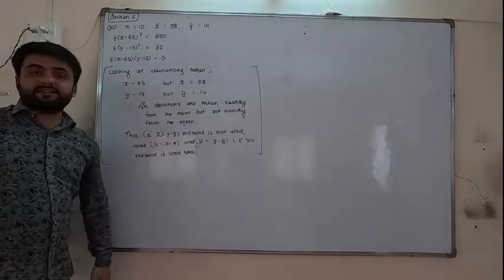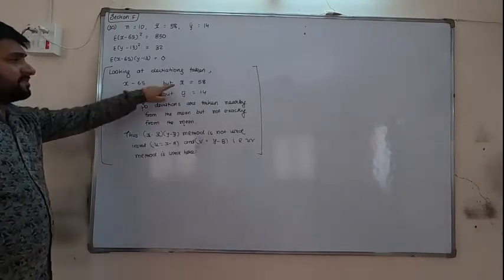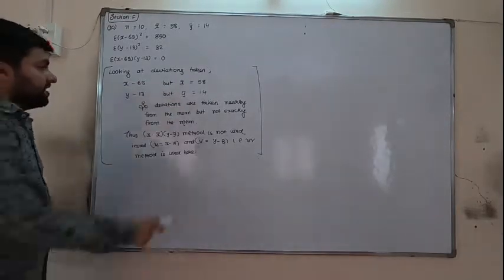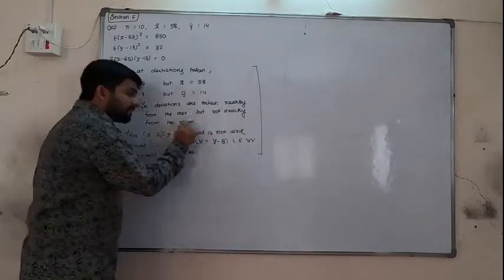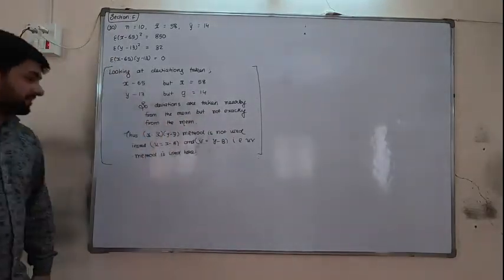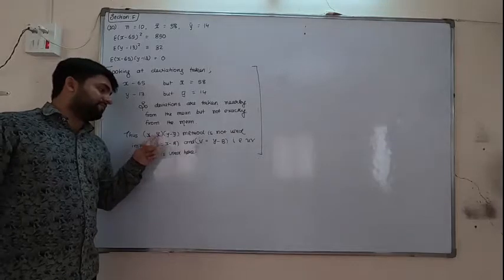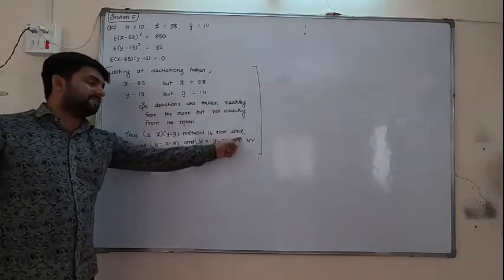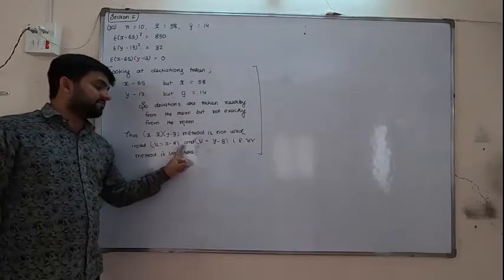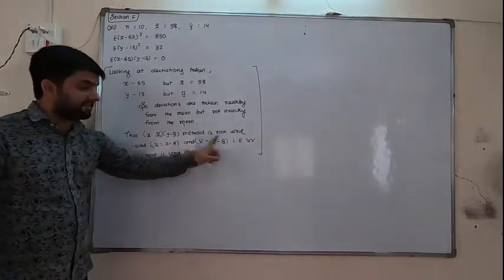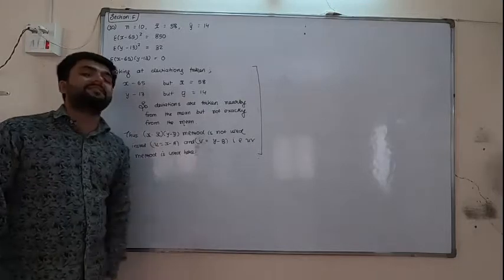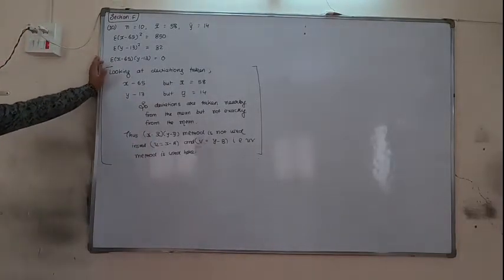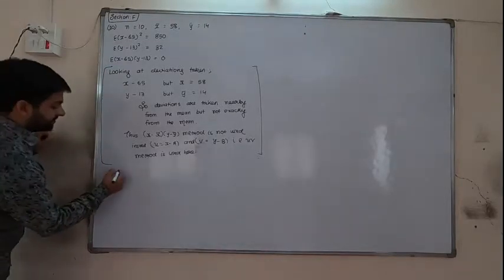That deviations are taken x minus 65, but here x bar is 58. Y minus 13, but here y bar is 14. So deviations are taken nearby from the mean, not exactly from the mean. If they were taken exactly from the mean, then we would use that method, but they are taken nearby from the mean, so that method is not used. Instead, u is equal to x minus a, v is equal to y minus b, that is, the uv method is used here. Now all these expressions are of the uv method.